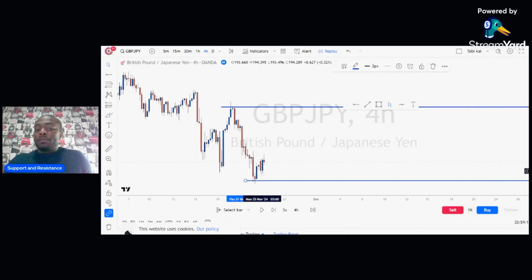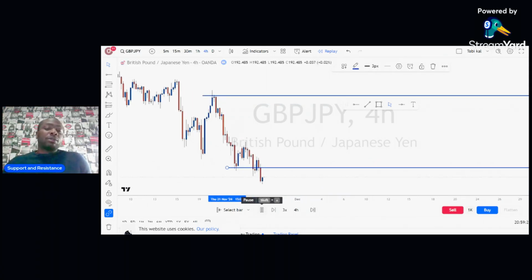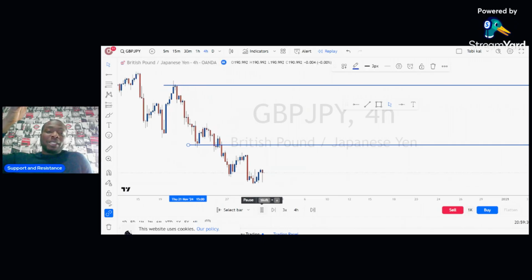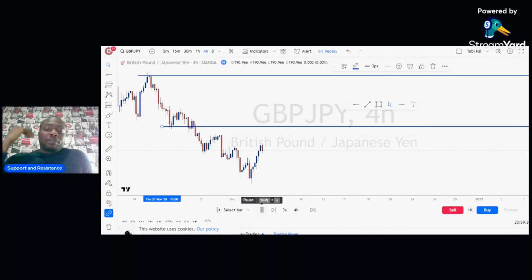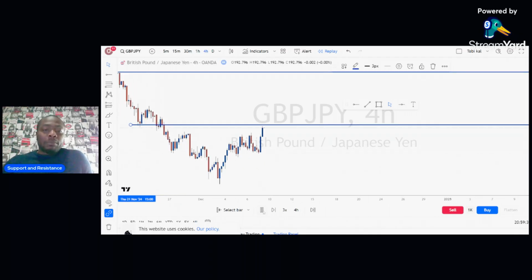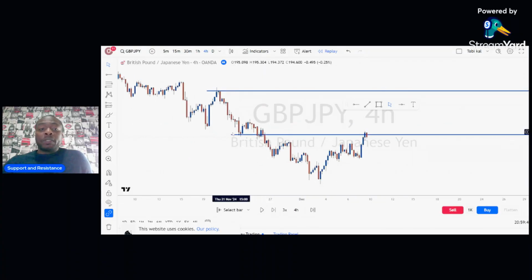Once you know your support, you should know where your take profit will be. Once you know your resistance, you know your take profit is going to be at the next support area, and vice versa. Once you're buying from a support area, you're trying to buy up to a resistance level. That's where you take profits. And then once you're selling from a resistance point, you are trying to sell down to the next support area, which will be your opportunity to take profit.